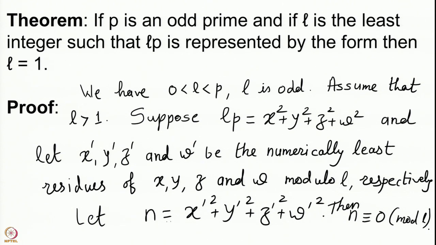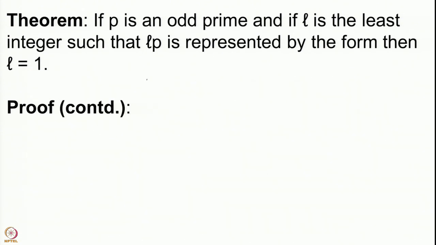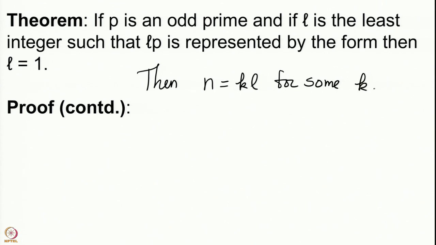Because each of these is congruent to each of these, their squares are congruent and therefore their sums are also congruent. So n is congruent to Lp modulo L, which means that n is 0 mod L. So n is a multiple of L. Then n is KL for some k. Can you have that n is 0?